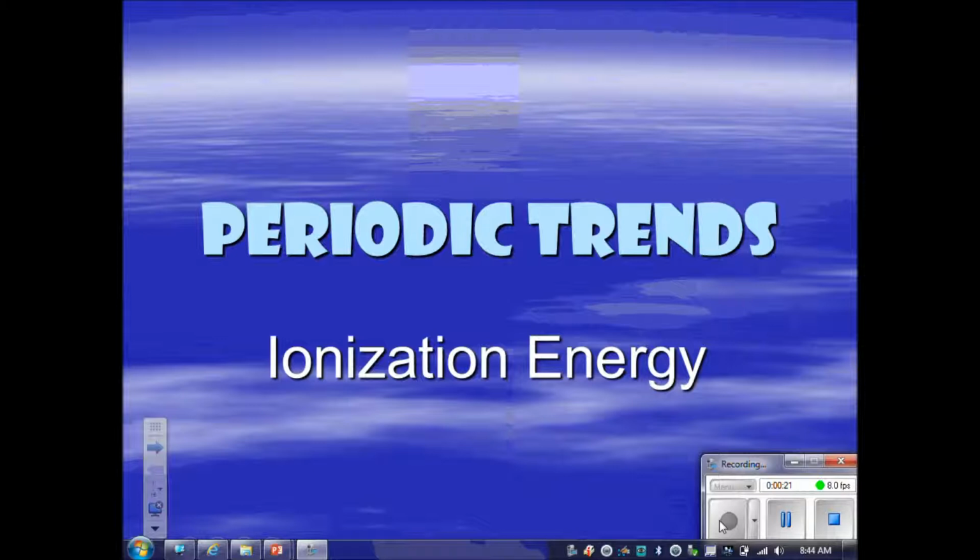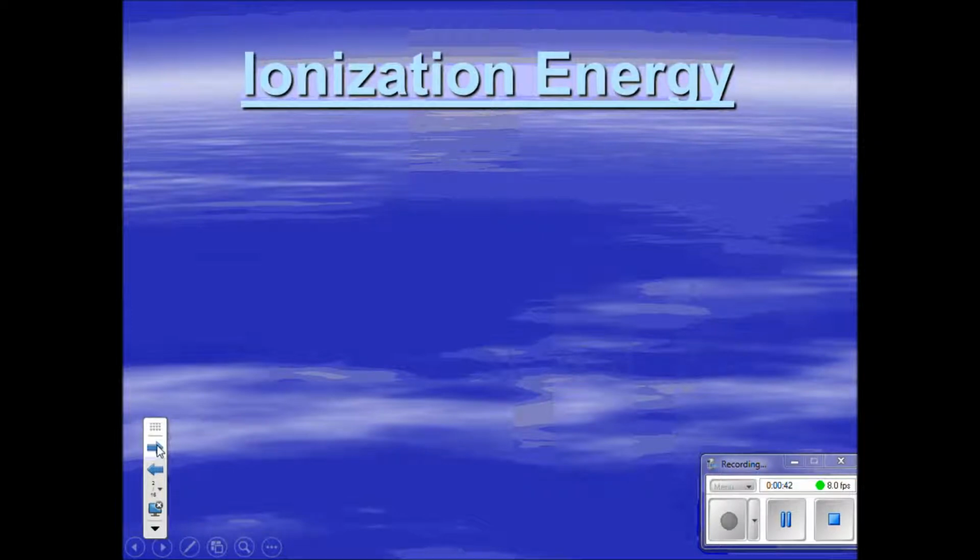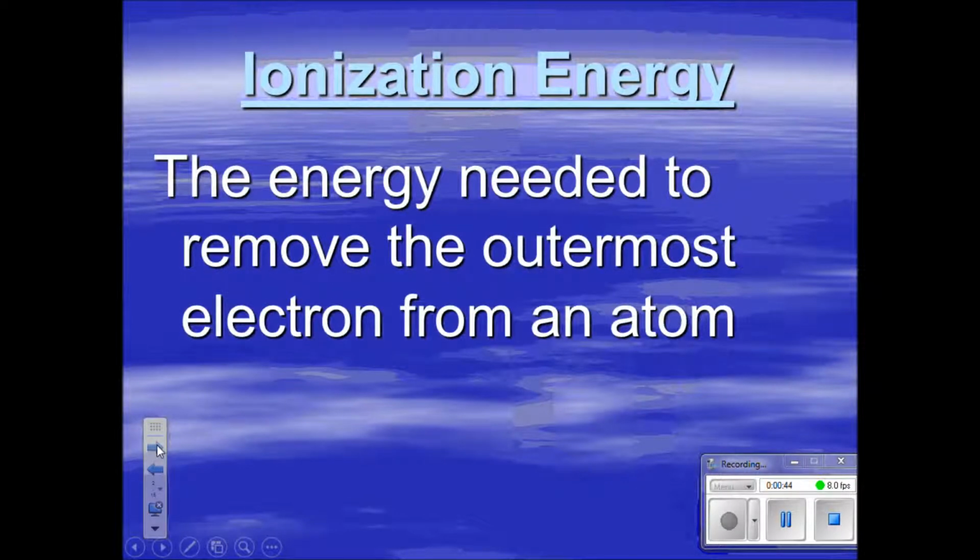And actually, if you can do your size trends, the ionization energy is just one little added fact, and then you can do ionization energy pretty easily, in my opinion. So let's first start with what ionization energy is. If you look at the term, it is the energy needed for something to become an ion, but it's a little more specific than that. It's the energy needed to remove the outermost electron from an atom.